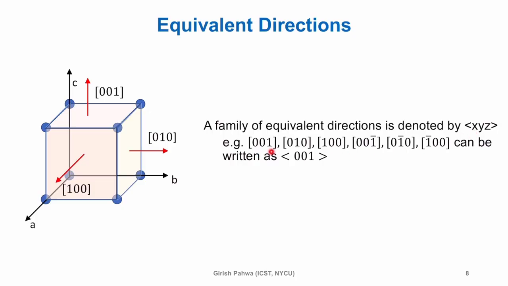So for example, 0 0 1, 0 1 0, 1 0 0, 0 0 1 bar, which means 0 0 but the 1 is negative. It doesn't matter whether I move in this direction or exactly the opposite direction. If it's an infinite crystal, it's the same thing, right? Whether I move in this direction or the opposite direction, I will see a similar arrangement of atoms. So this is equivalent to this. Similarly, all these other directions also. So they can be combinedly written as 0 0 1 in these brackets.